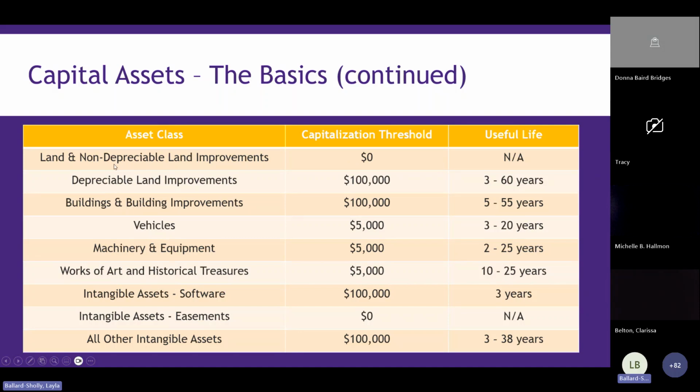Depreciable land improvements would be anything that has a usefulness without a building. So fences, street lighting, sewage, drainage, that kind of stuff. If it needs a building to have usefulness, then it's going to be a building improvement.